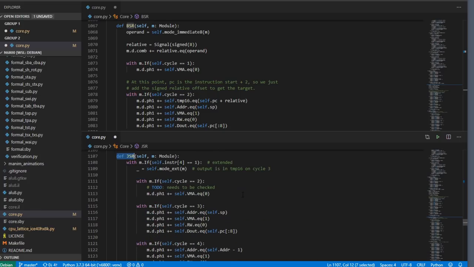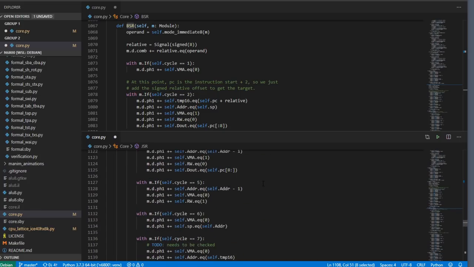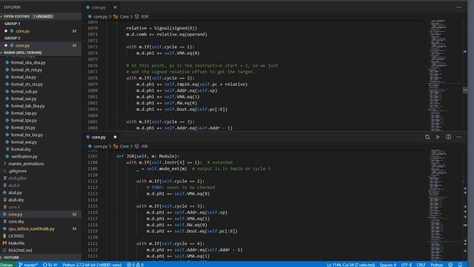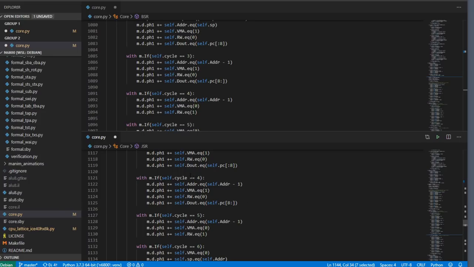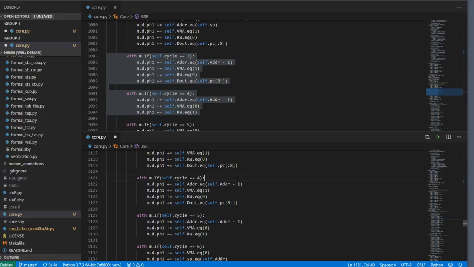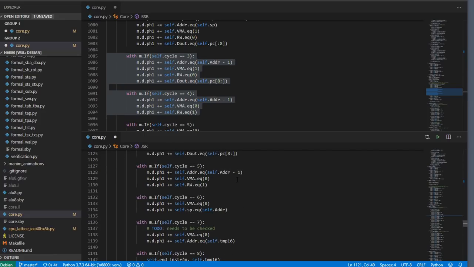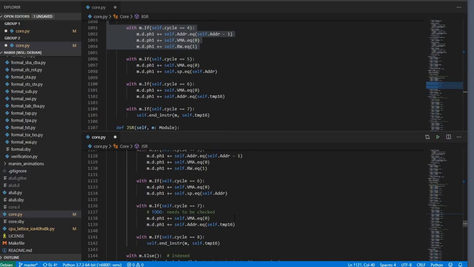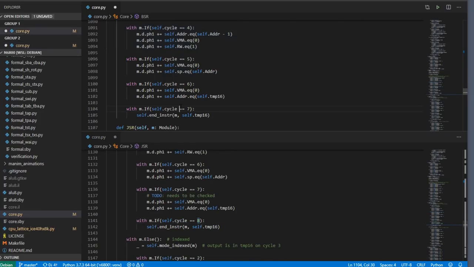So here's JSR. We can see that there's actually two modes. There's extended and there's indexed. Okay, and let's see what happens during cycle one. So one commonality we can see is that in JSR, cycles 4 and 5 are identical to cycles 3 and 4. So again, presumably, Yosys noticed that. Cycle 6 is the same as cycle 5. Cycle 7 is the same as cycle 6. And cycle 8 is the same as cycle 7.